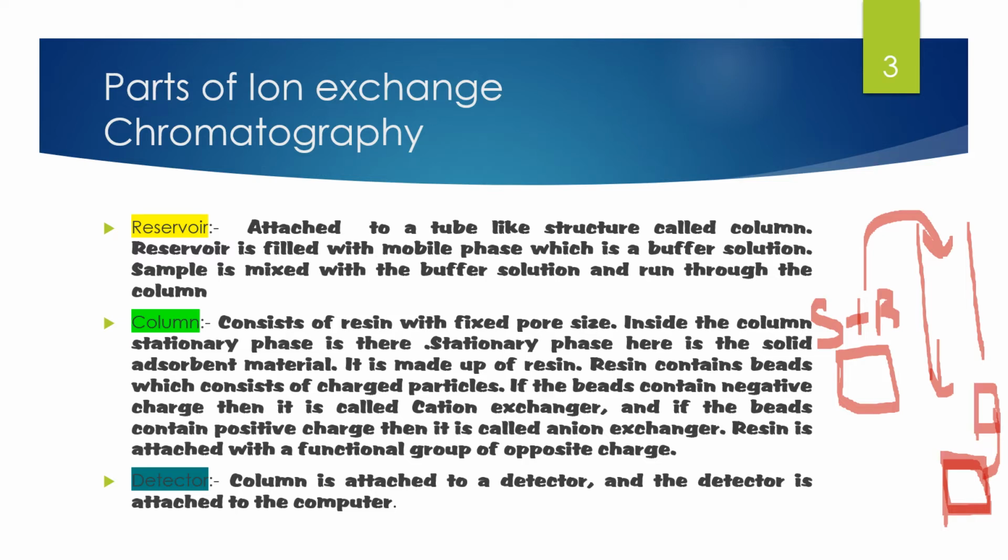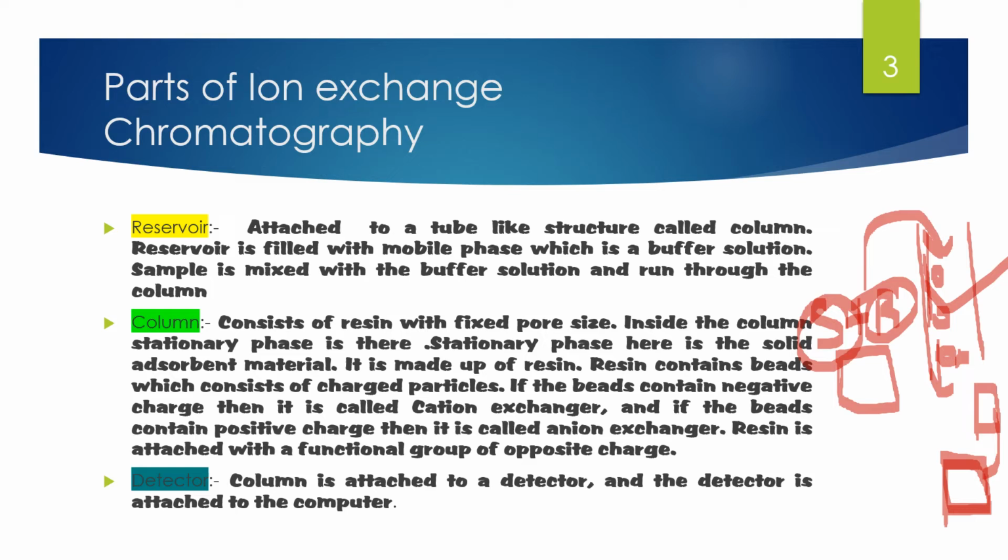This reservoir is attached to a tube-like structure called the column. This is the column. Reservoir is filled with mobile phase, which is the buffer solution. Sample is mixed with the buffer solution and it is run through the column. Now the column consists of resin. These resins have a fixed pore size. Inside the column, stationary phase is there.